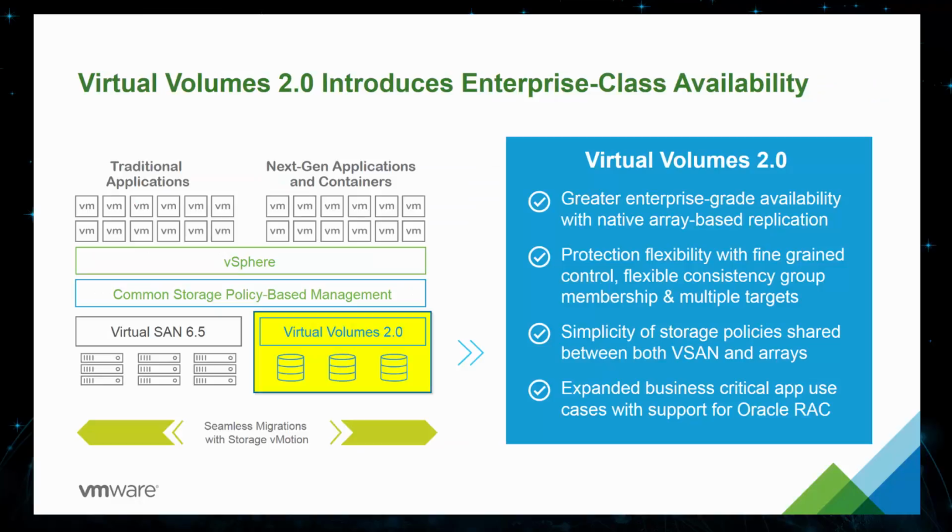We also have a new version of Virtual Volumes, which is version 2.0. It offers greater enterprise-grade availability with native array-based replication, finer-grained control with flexible consistency group membership and with multiple targets. It has easier policy management between VSAN and the arrays, as well as more critical app use cases, to include support for Oracle RAC.